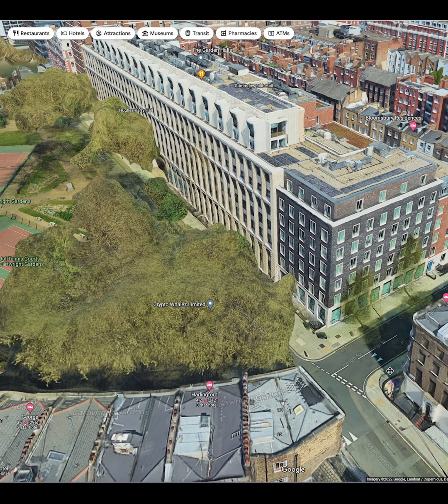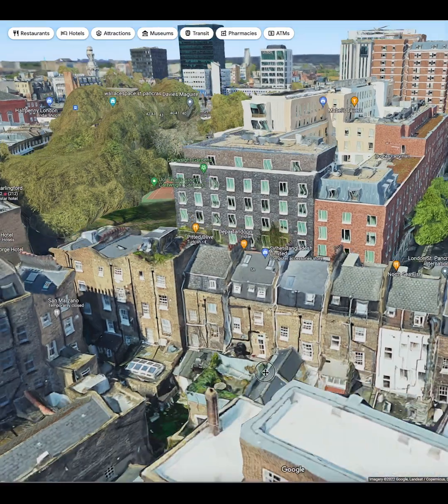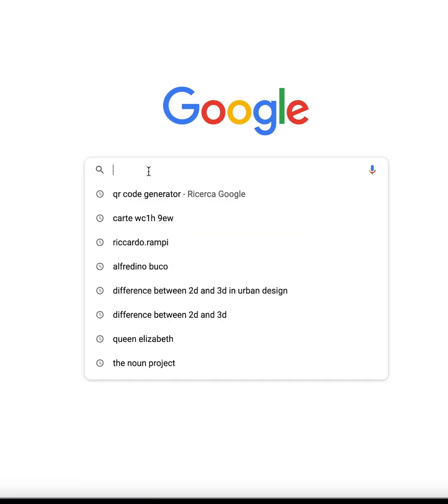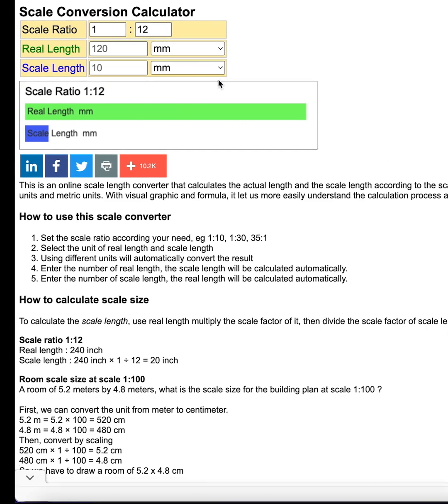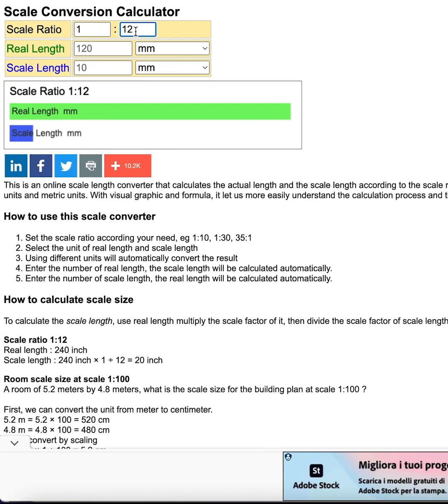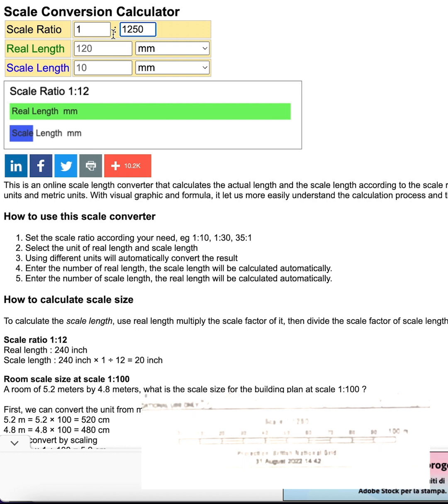Of course, now that we know that we have pretty much 8 stories, it means you have to do calculations about how these 8 stories will be in the scale of the drawing. So you have to go into this website, which is a scale conversion calculator, and it's quite easy. In the scale ratio you have to put exactly the scale that you have in your Digimap plan. In this case it would be scale 1 to 1250. And then the second number you have to put is the real length.